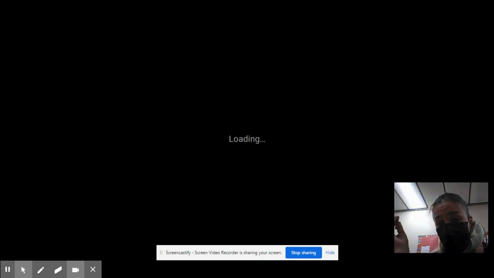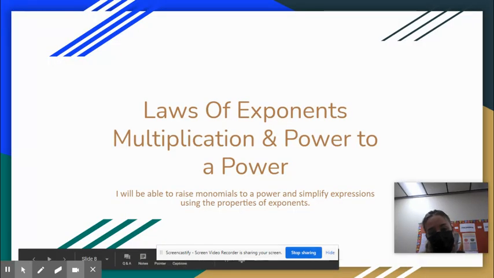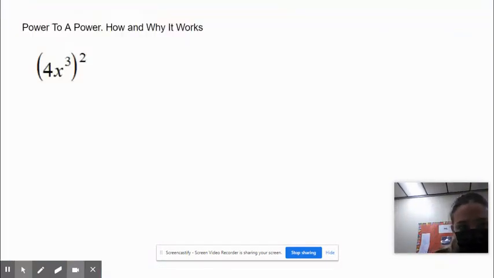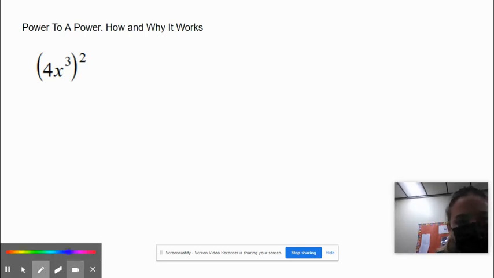Okay, so now that we know how to multiply, now we're going to go ahead and raise powers to a power. So you might have something like x squared raised to the third power. So we're raising exponents to other powers. Let's talk about what that looks like. Here is how it works.